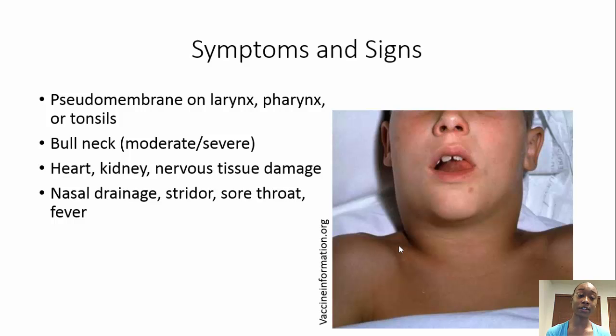Very severe diphtheria can cause heart, kidney, and nervous tissue damage. And some other symptoms and signs are nasal drainage, stridor, sore throat, and fever.